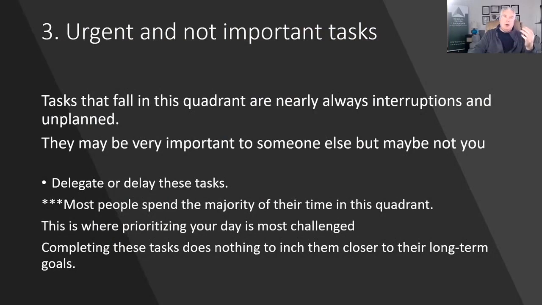Number 3, urgent and important tasks. These fall into the quadrant generally as interruptions. Quadrant 3, they're generally interruptions. It's the constant, again, firefighting and questions. Hey, you got a second? I got a quick question for you. Hey, you mind if I borrow you for a minute? Kind of stuff. It's people constantly bugging you about things that may or may not be that important to you, but it's important to them.